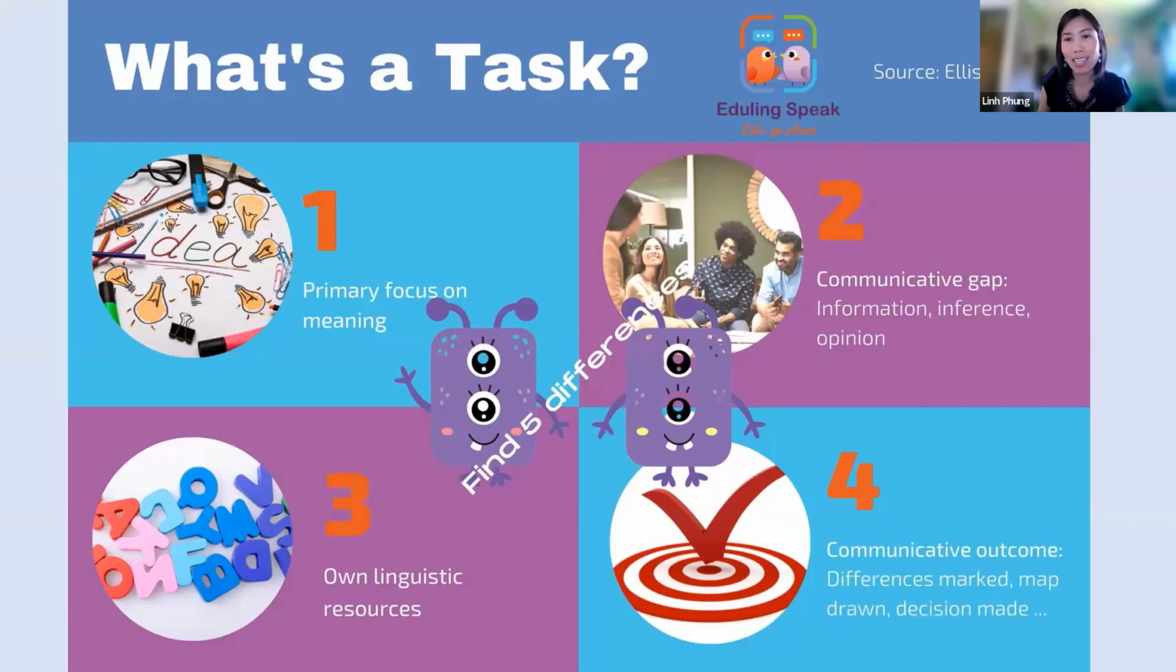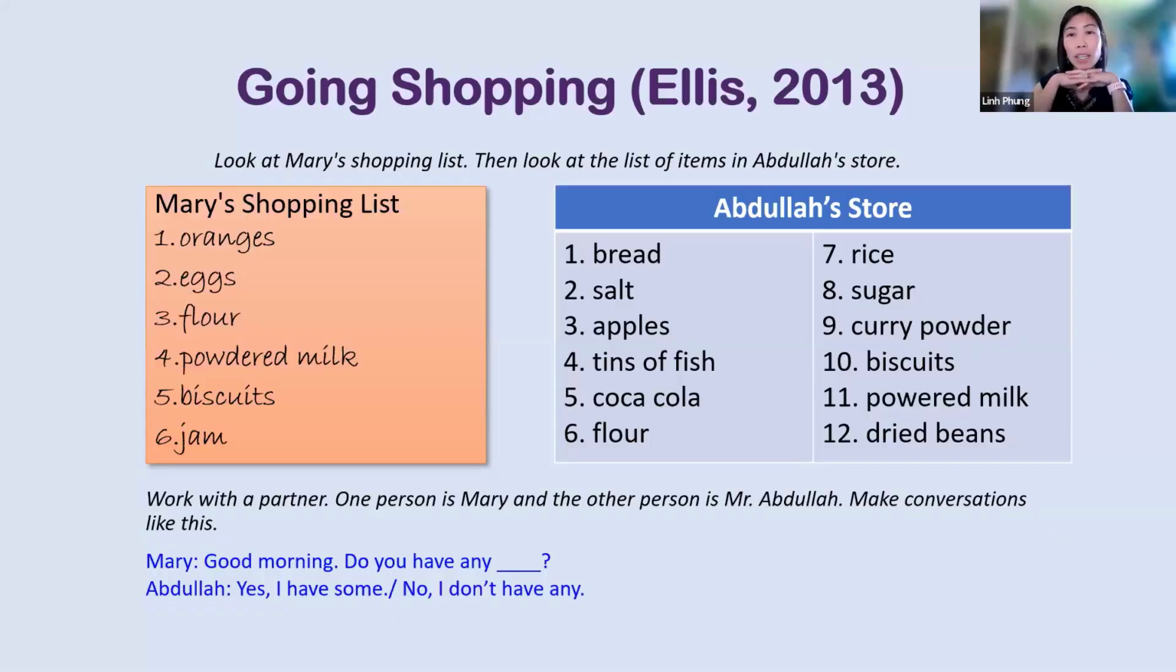So I hope it is clear and it makes sense. Sometimes when I talk about these 4 criteria, I often forget one. But these guarantee an activity to be what is called a task. Okay, moving on, I'm going to give you an example from Ellis, and maybe you have seen it before because I think this example has been used a lot.